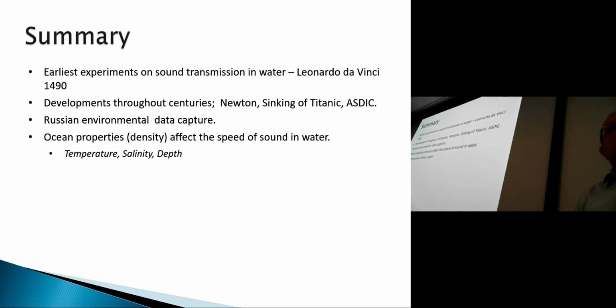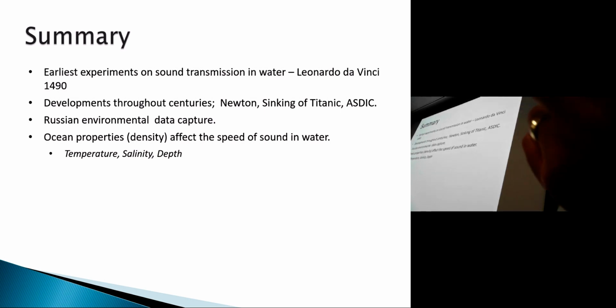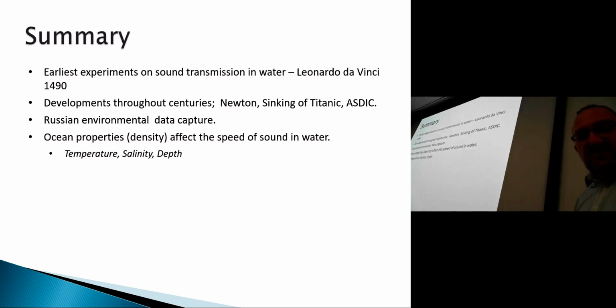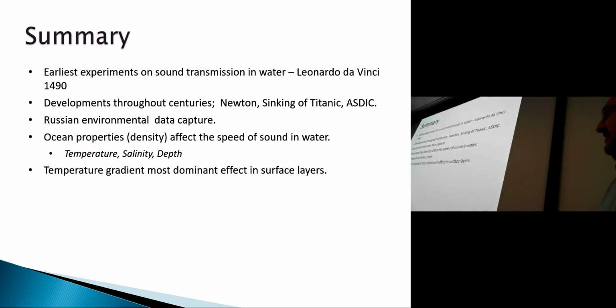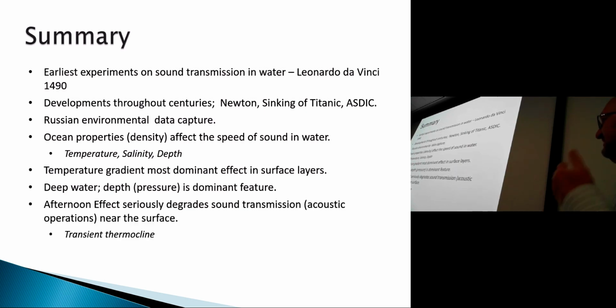Ocean properties, we looked at ocean properties. Temperature, salinity and depth all affect how sound travels through the water. The temperature gradient, I told you, is the most dominant feature in surface layers. But when you get to depth, depth itself is a dominant feature and causes sound speed to increase. The afternoon effect degrades sound transmissions and affects acoustic operations near the surface, and that's caused by our transient thermocline, which is also known as the afternoon effect.